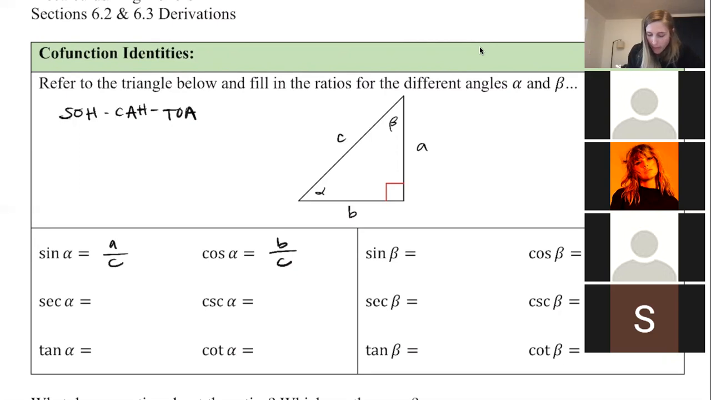Secant of alpha, that's the reciprocal of cosine, so C over B. Cosecant of alpha would be the reciprocal of sine, so that would be C over A. And then tangent is opposite over adjacent, so A over B, meaning cotangent would be B over A.